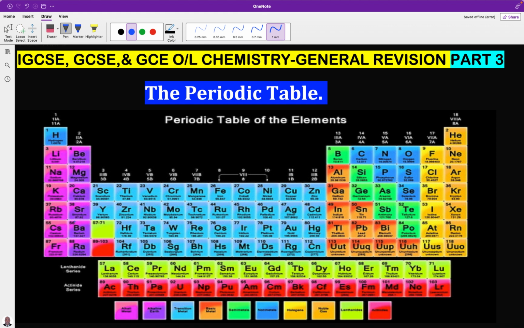Then the periods, the horizontal rows. See here, this is period 1, that is hydrogen and helium. This is period 2, that is from lithium to neon. This is period 3 from sodium to argon. All the horizontal rows of elements, we call them the periods, from left to right.